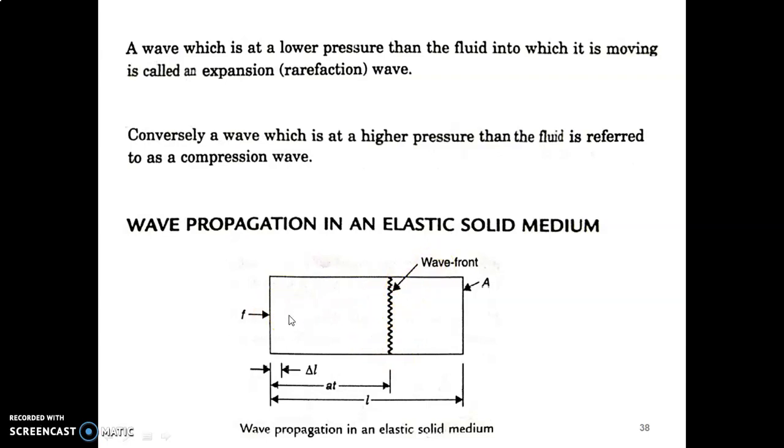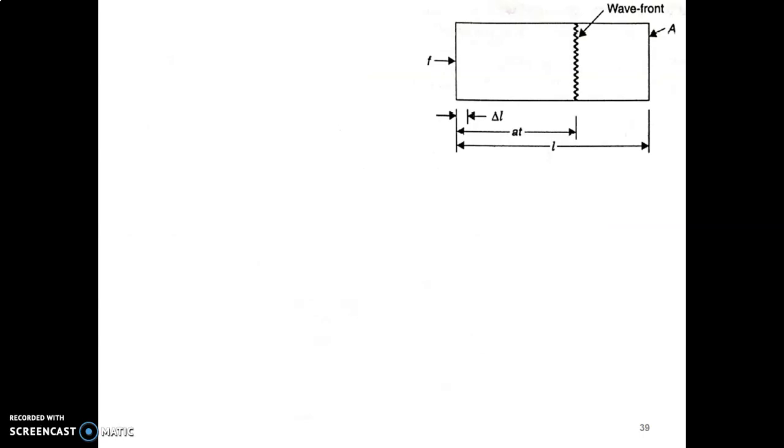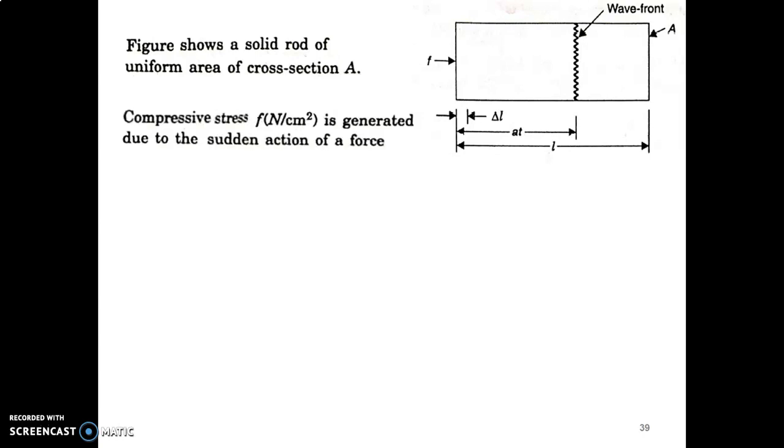So what changes have occurred in this metallic rod after giving this compressive stress at one end of the rod? Now we will look into that in the next slide. So the same diagram has been shown here. The figure shows a solid rod of uniform area of cross section capital A. Now the compressive stress f, in newtons per centimeter square, or newton per millimeter square, or newton per meter square, is generated due to the sudden action of a force at this end.